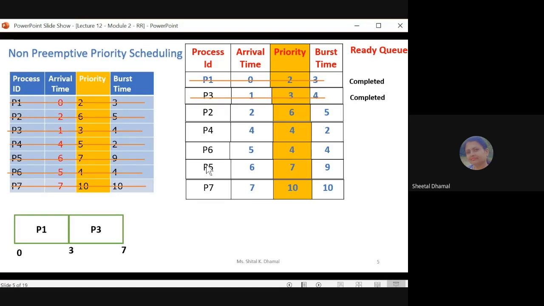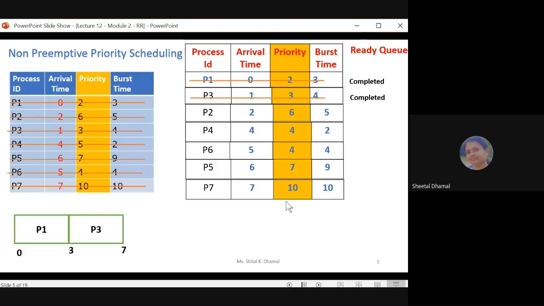Now for the selection criteria, we will not use the arrival time, and we will not use the burst time. As this is the priority scheduling algorithm, we will use the priority of the process. A lower number represents the highest priority. So at first, find out which process represents the highest priority.